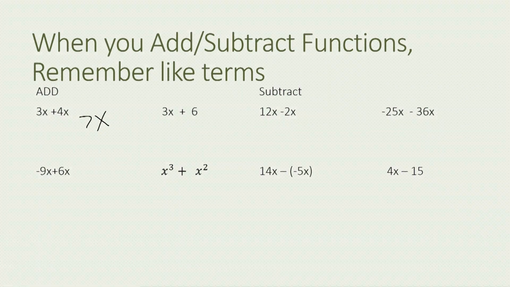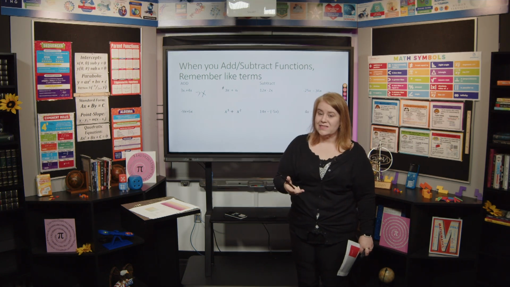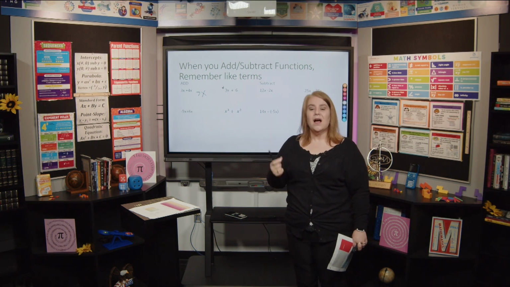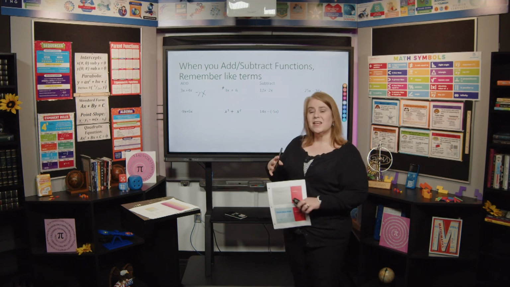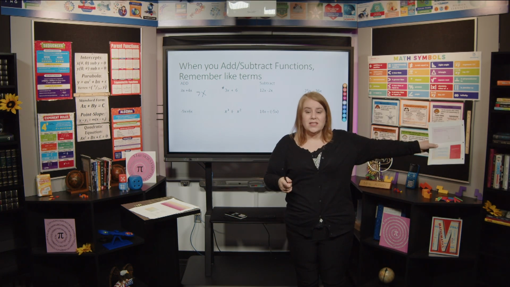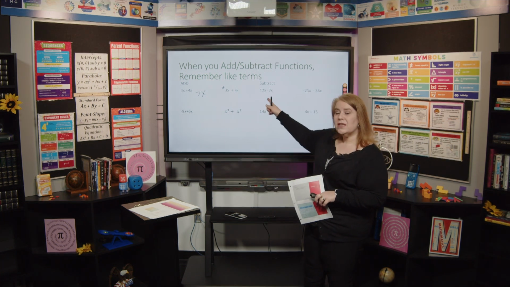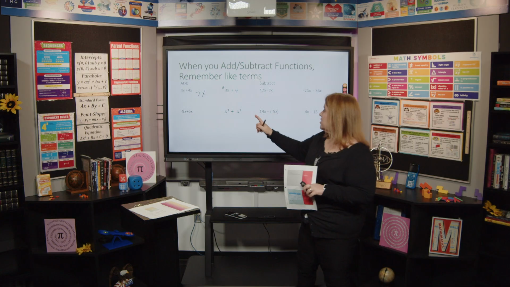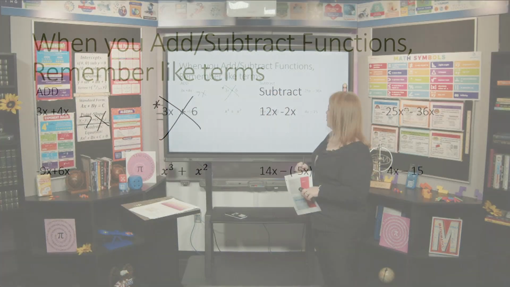Let's look at this one right here. 3x plus 6. I have a coefficient and a variable, and I have a constant. Ms. Killen, what's a constant? A constant has no variable whatsoever. It's going to be 6 today. It's going to be 6 three weeks from now on a Thursday at 2 o'clock. It's still going to be 6. So you've got to make sure that it's like terms. So I cannot add this one because I do not have like terms.